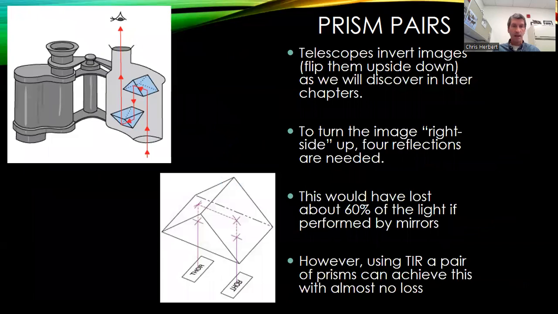And here you can see how the pair of prisms will work in a pair of binoculars. Again, you have the objective lens right here, okay? You have the eyepiece right here, and those intervening prisms are going to flip the image upside down because the telescope part itself is going to invert it.